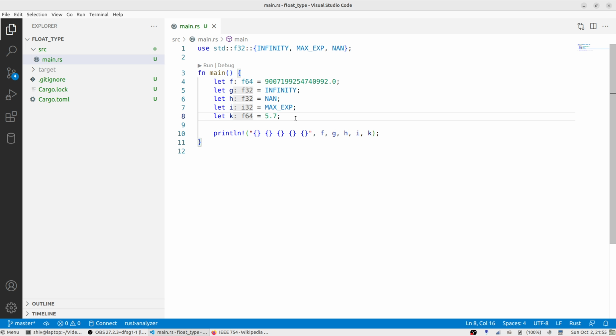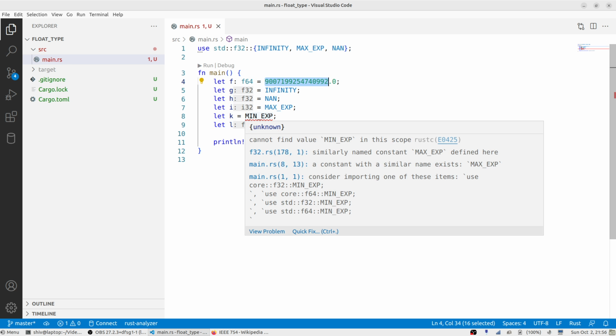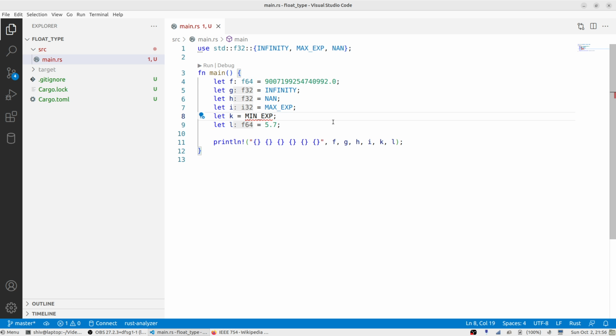variable k. So there are certain constants which are there. Infinity is one of them, nan is another, maximum exponent is another, and if you want, then we can have a min exponent, and we make this L, and then we can print this. So the min exponent and max exponent you will understand in a bit. Don't worry much about it. This is a special number, that's why I put it in there. All right, max exp, min exp.